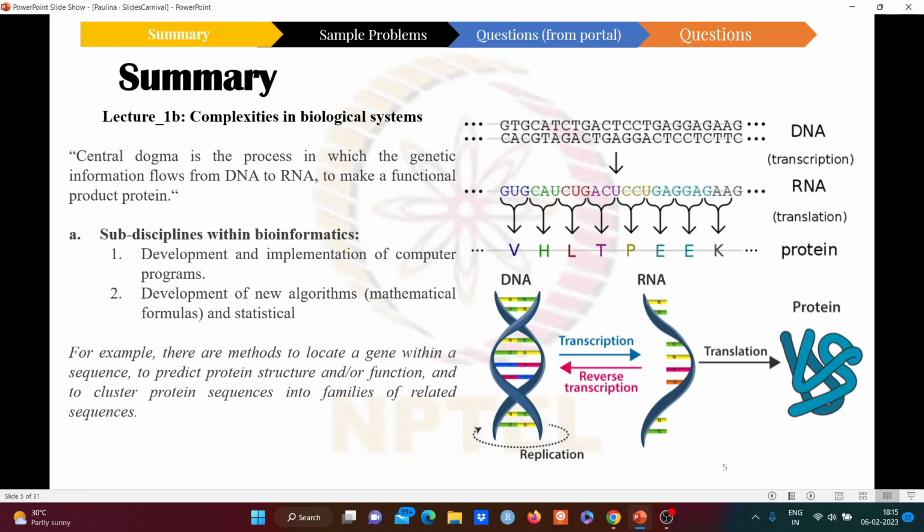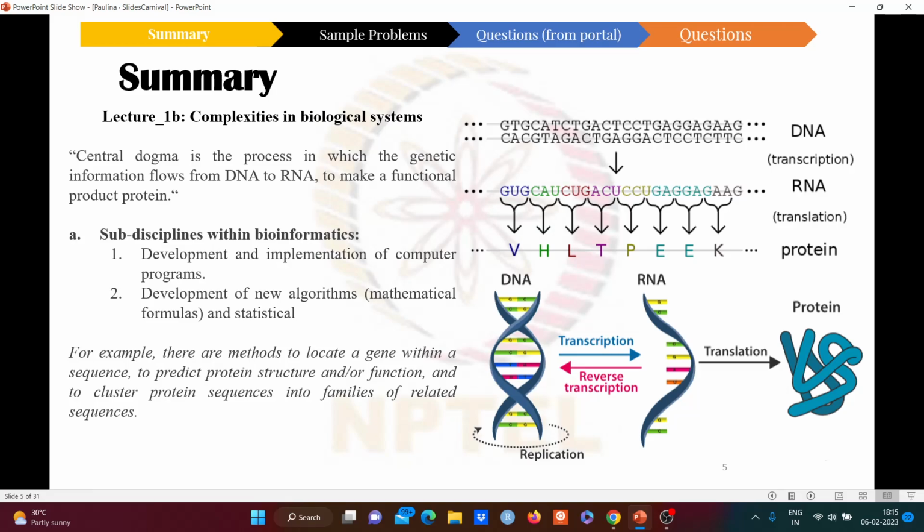The second one is development of new algorithms, which could be mathematical formulas and statistical measures, that assess the relationship among the members of large datasets. For example, there are methods to locate a gene within a sequence, to predict the protein structure or function, and to cluster protein sequences into families of related sequences.